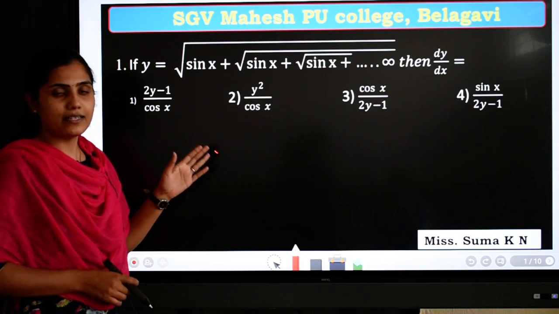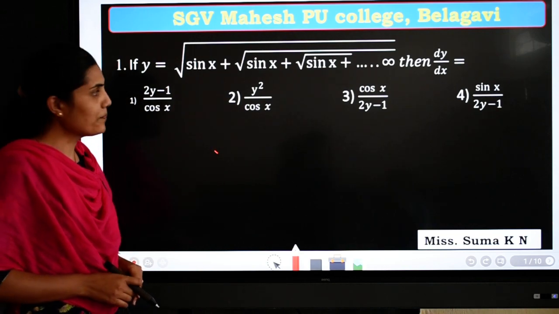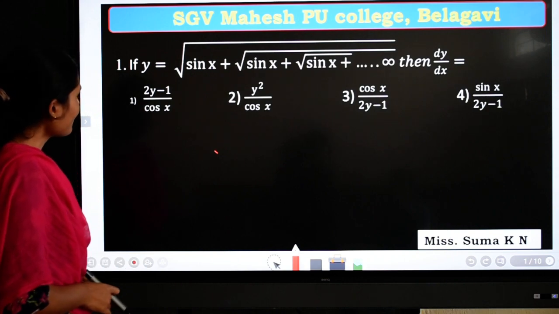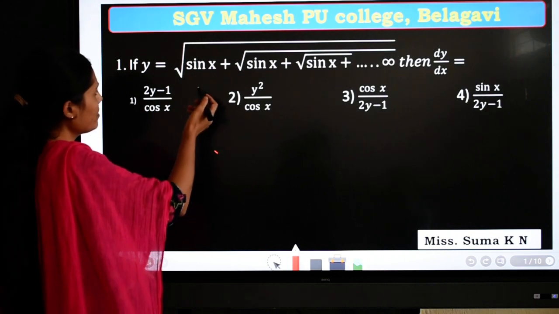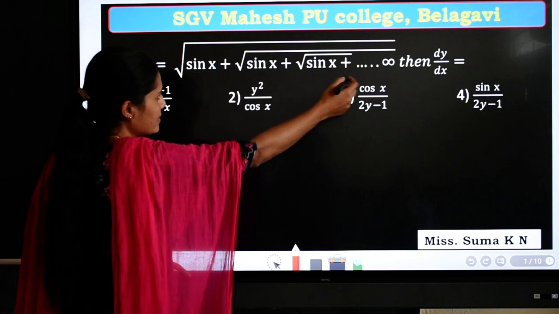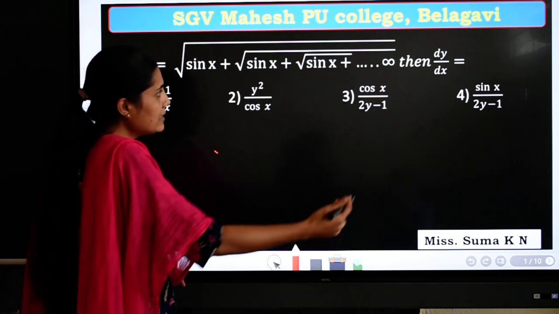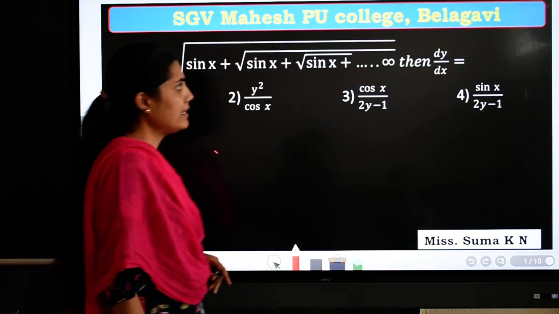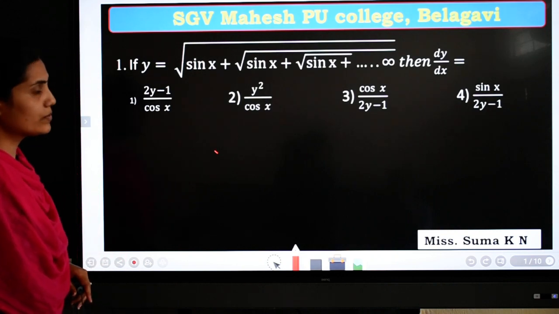These questions are previously asked questions only. Now see the first question. If y is equal to root of sin x plus root of sin x plus, up to infinity, then they are asking what is dy by dx. They are asking for the derivative of this function.